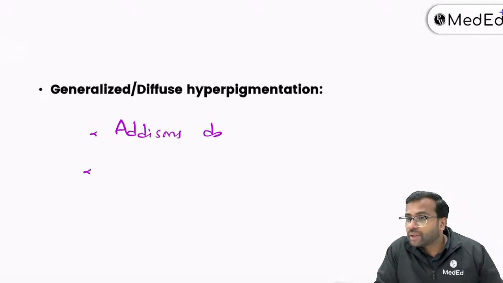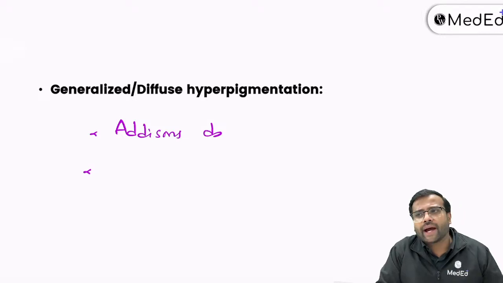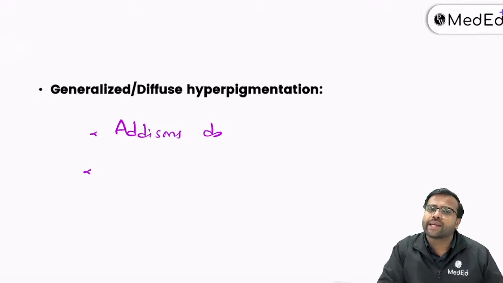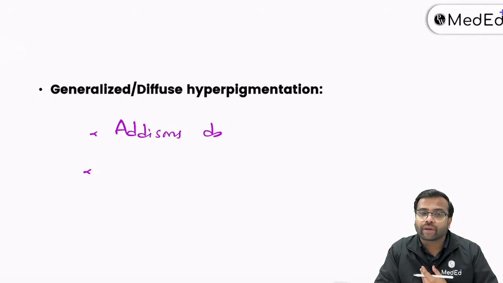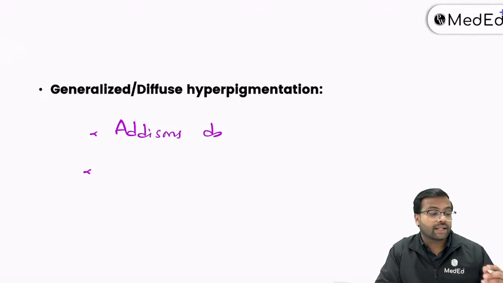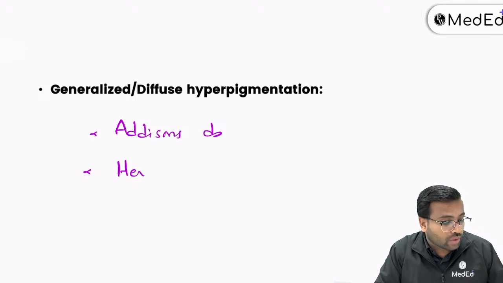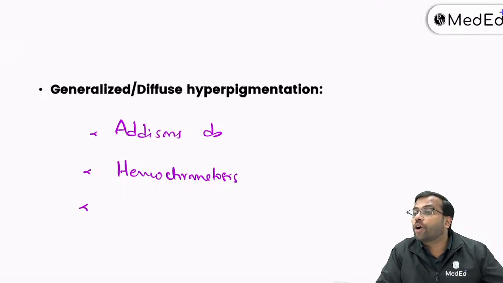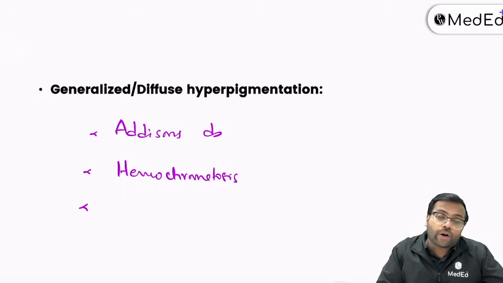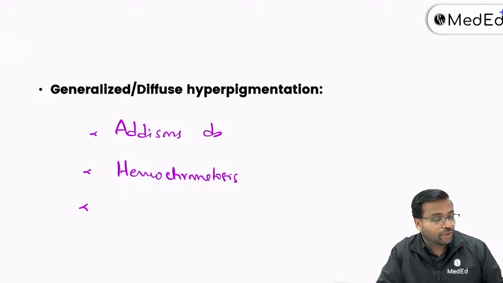Another example is, anyone, if you want to add on to any generalized hyperpigmentation, you can just keep adding to the chat box. I'll also just add a few of the differential diagnoses. Another option is that it can happen in hemochromatosis, where the patient will complain of a generalized hyperpigmentation. Okay, bronze diabetes, I completely agree with you. That is going to be another one.